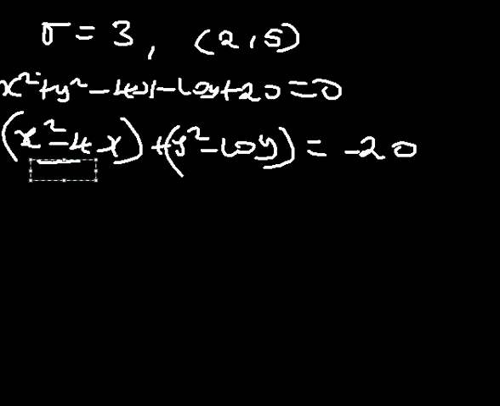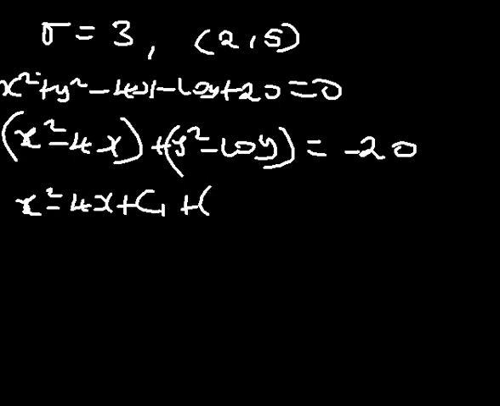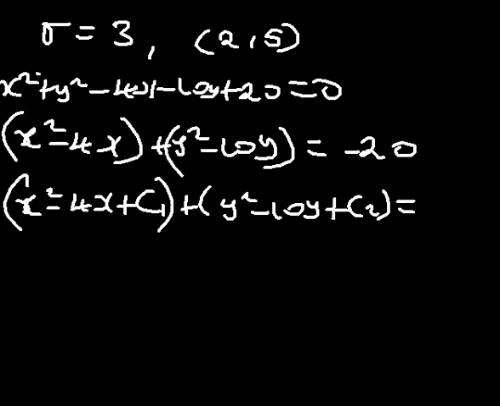So what is missing in these families is the constant value, which is c. Let's indicate that c is missing, so have x squared minus 4x plus c1, plus y squared minus 10y plus c2, which is equal to negative 20. Now the total added is c1 plus c2. Upon having the values of the c's in these families, those values should also be introduced on this side. So take note of that.